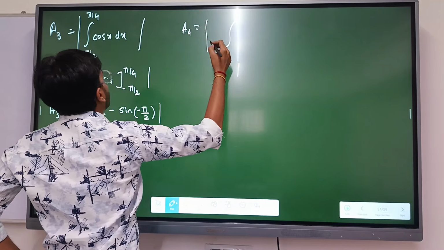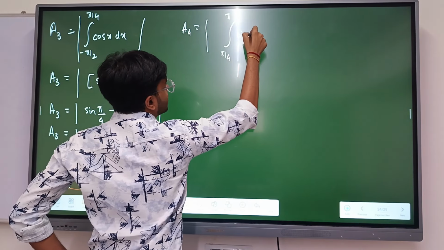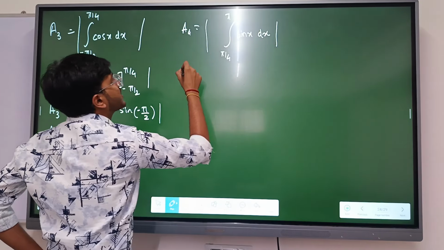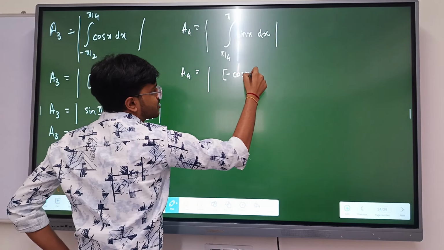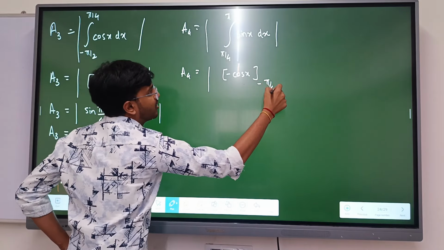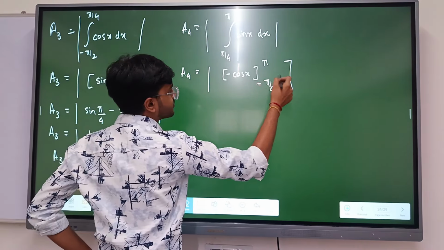A4 was the mod of the integral from pi by 4 to pi, only one sin x dx. So A4 equal to, what is the integration of sin x? Minus cos x, from minus pi by 4 to pi. Sorry, from pi by 4 to pi.